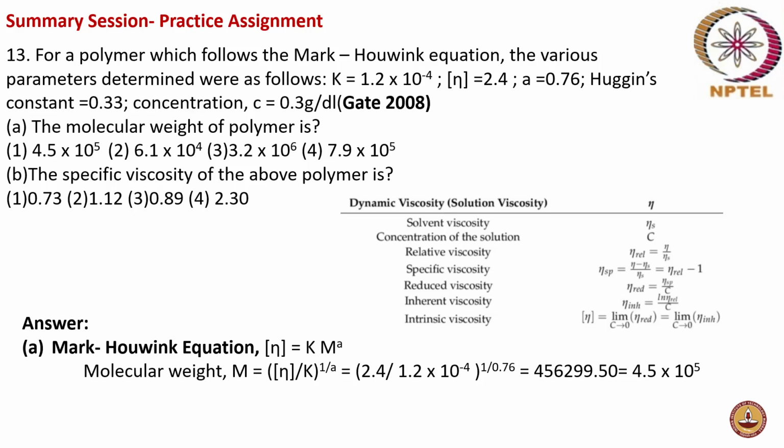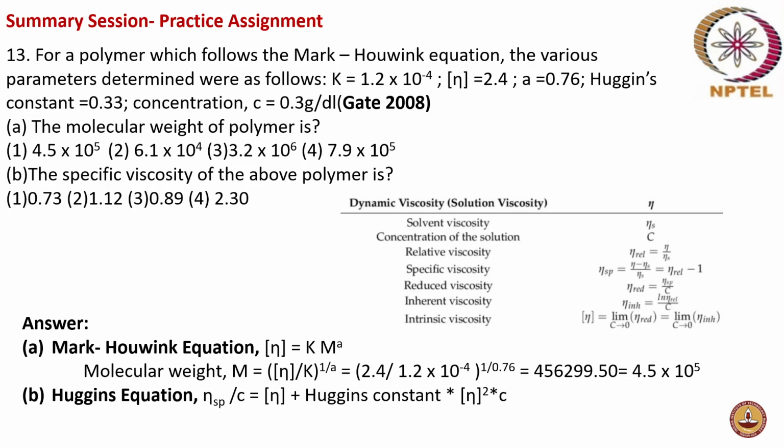So now they have asked for specific viscosity. Your specific viscosity is given by your Huggins equation. It is specific viscosity by concentration is equal to eta plus Huggins constant into eta square into C. I think this is what you told, right? Yeah, 0.89. Perfect. So you can just substitute all other parameters and then find out what is the specific viscosity, right? So hope both of you got it.